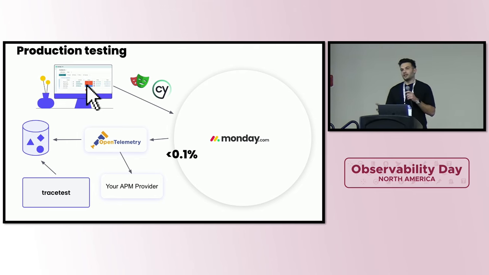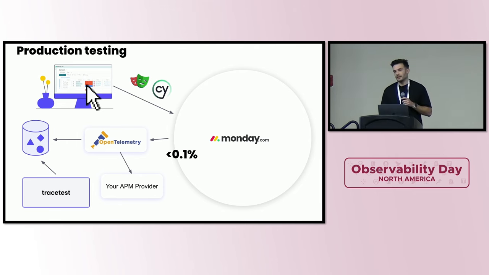As always in production, we have a heavy sampling involved. And here we have a challenge because we need our specific session traces to reach the trace store to be able to perform our assertions on them. And you can do that in a variety of ways. There was a great talk before the break on how to use the OpenTelemetry processor. And that's what we did.